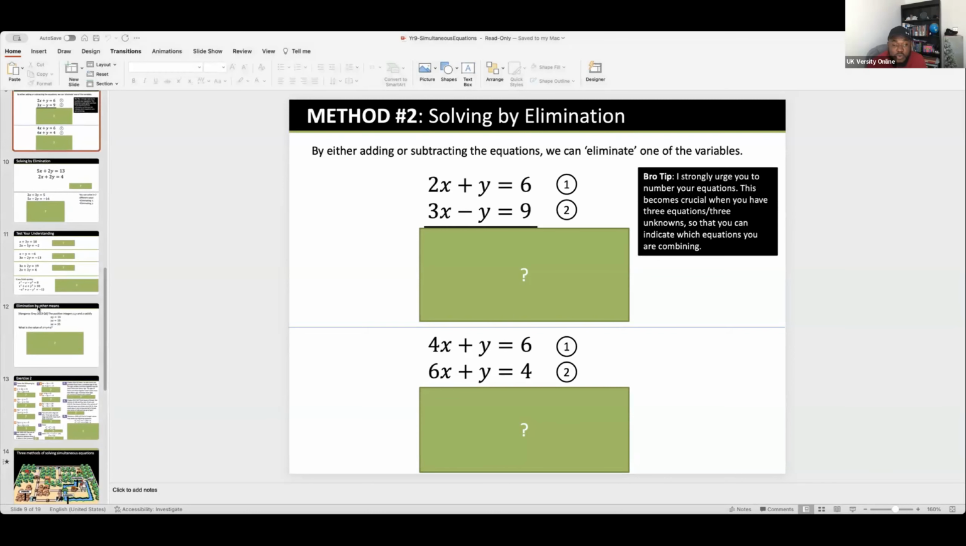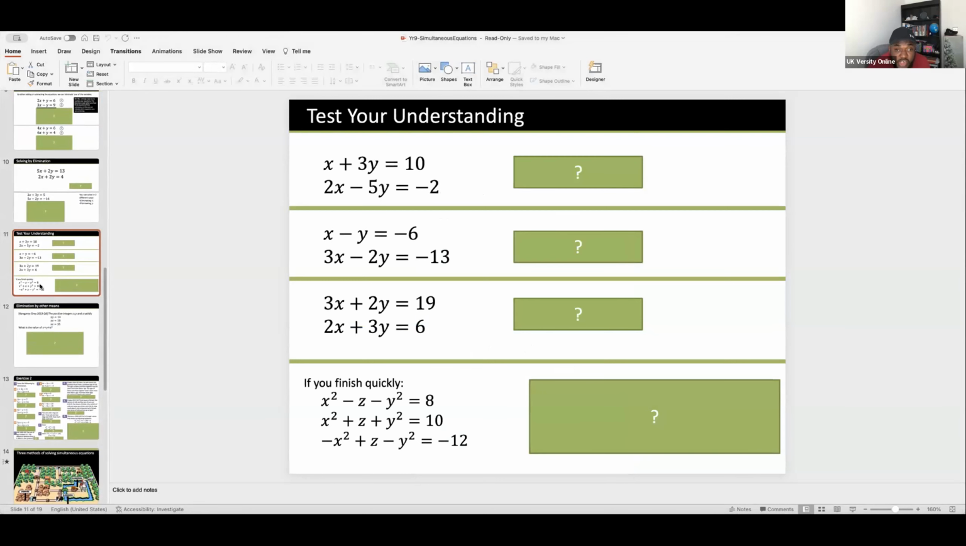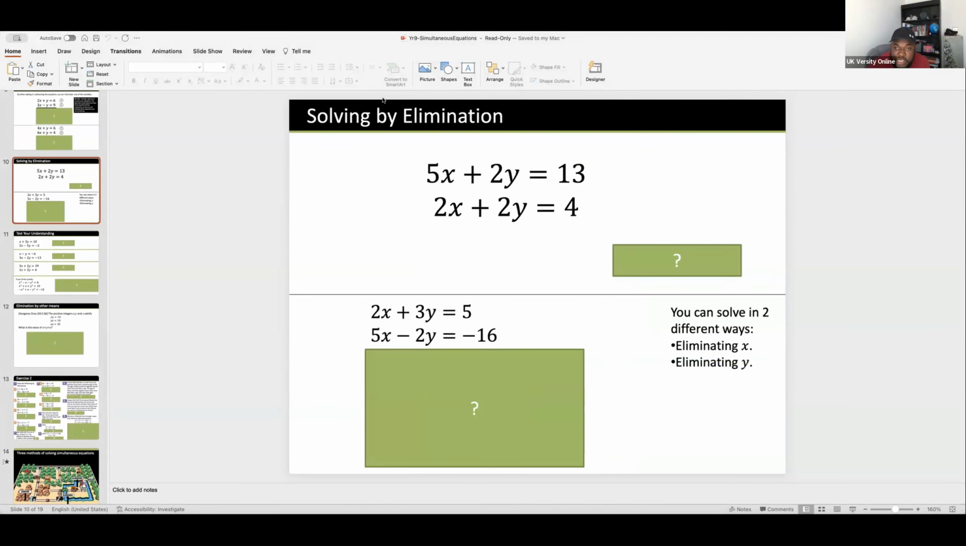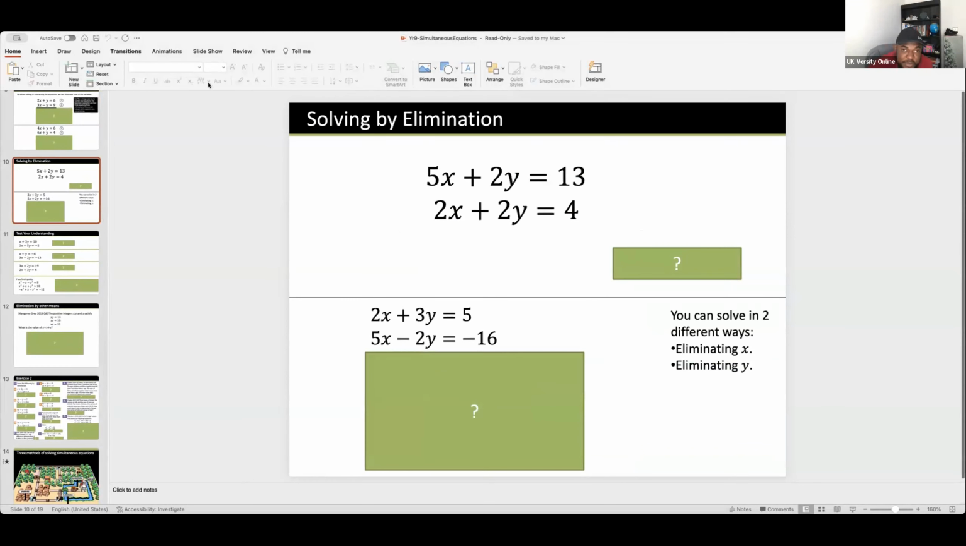But this one could be different. Let's check the one that could be different. You can see in the second one that the variables are not the same, so you have to make them the same. What do you do when you want to make them the same? You multiply. You multiply this one by 2 and this one by 3.